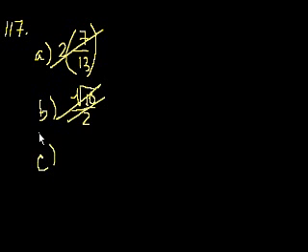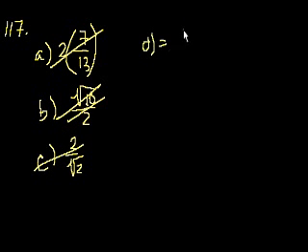Choice C. Well, they have it all typoed up. Choice C is 2 over the square root of 2. Well, the square root of 2 is less than 2. It's 1 point something. So this is also going to have a value greater than 1, so it can't be this. We're looking for less than 1.